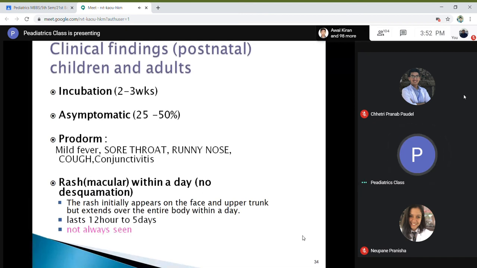rash, which also differentiates it from measles. In measles it starts from the face, the hairline, but it does not cover your whole body within a day. It may be 1 or 2 days in the face, and slowly going down. It takes 4, 5, 6 days to reach your soles. So you can ask about the rash, because it's important, you must know the pattern of the rash.